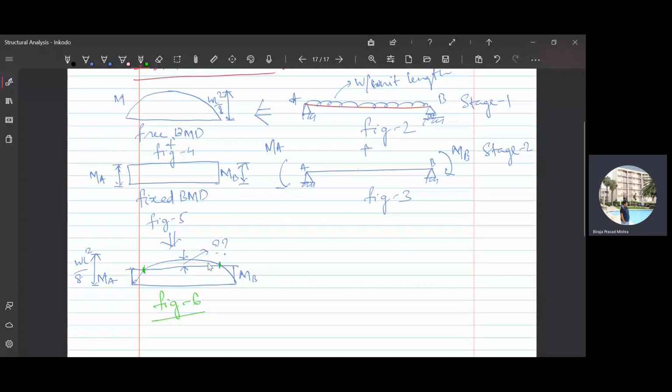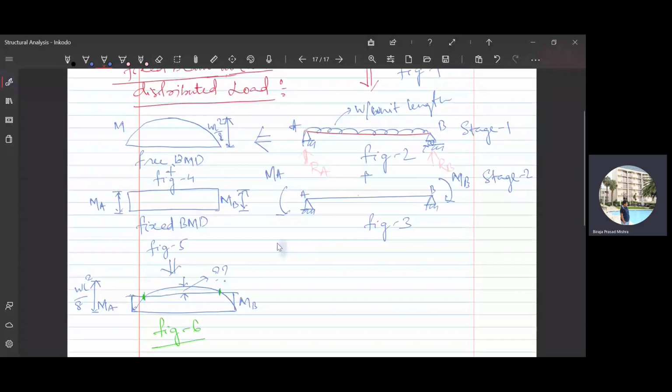So here there will be reaction RA, and here I will have reaction RB. Am I correct? Yes or no? So how to find the reaction first? If I take moment about any point, I'm writing it here. So taking, sorry.